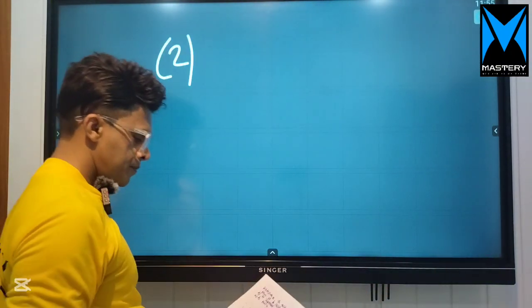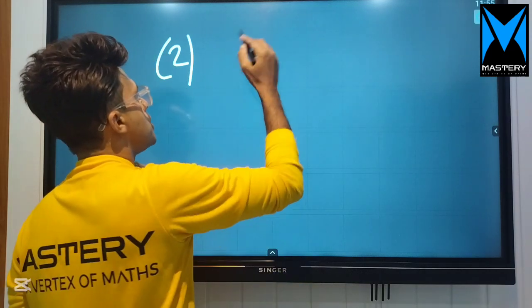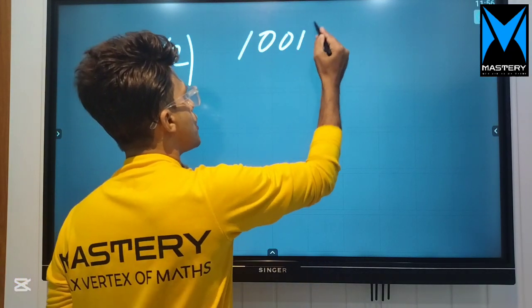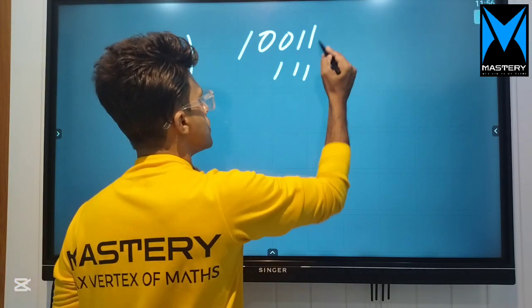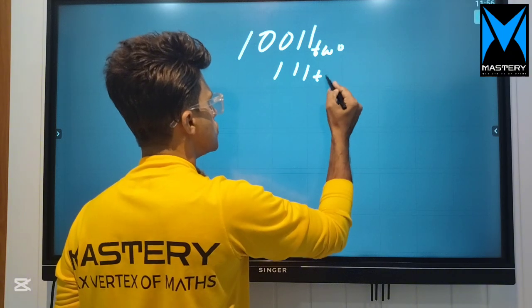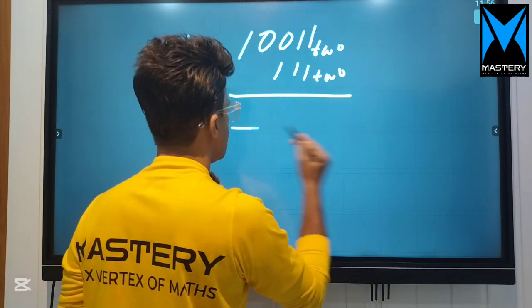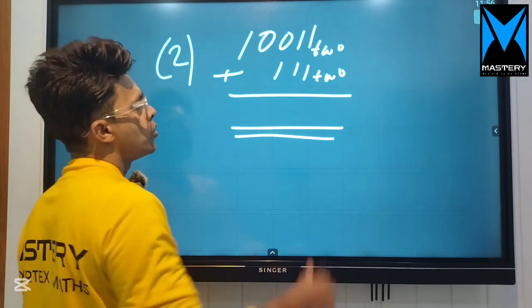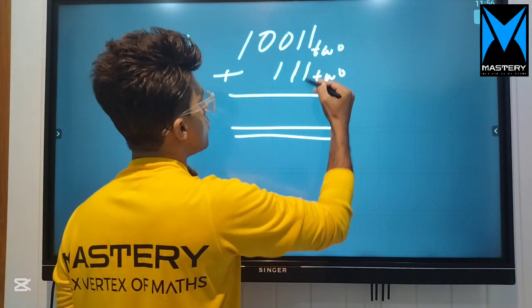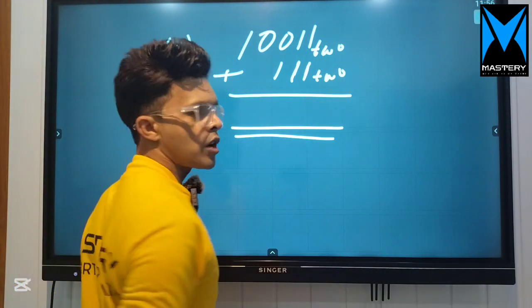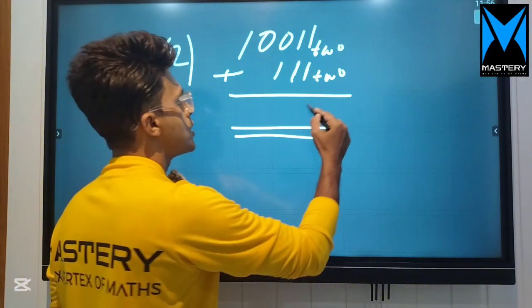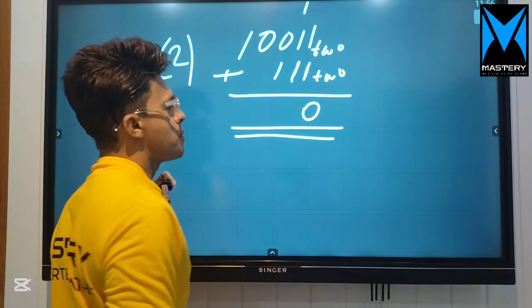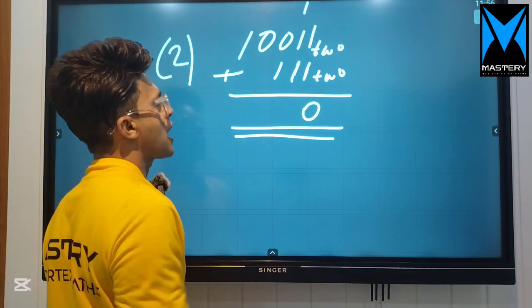A binary number question: 1011111, the base is 2. You have to add this sum; these values you need to add. So 1 plus 1 plus 1, you know that. What is 1 plus 1? It is 10. The remainder is 1; that remaining 1 can be written here.